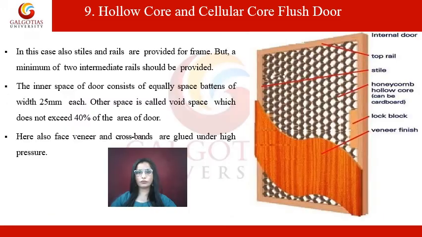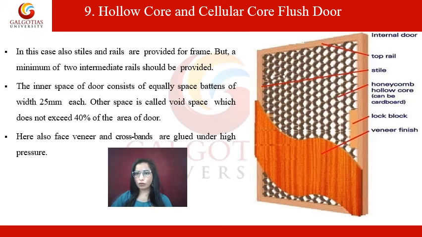Next one is the hollow core and cellular core flush door. As it is clear by its name, hollow core, because this door is hollow from inside, and it is covered by the honeycomb hollow core. So in this case also stile and rail are provided for frame, but a minimum of 2 intermediate rails should be provided. The inner space of door consists of equally spaced battens of width 25 mm each. Other space is called void space.